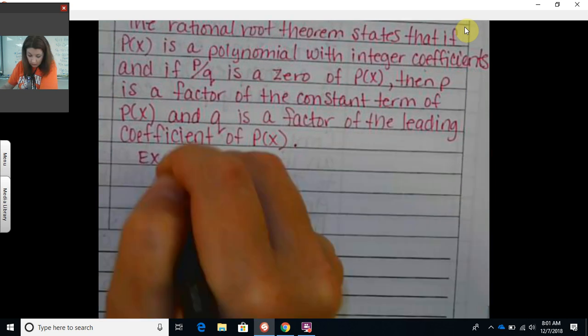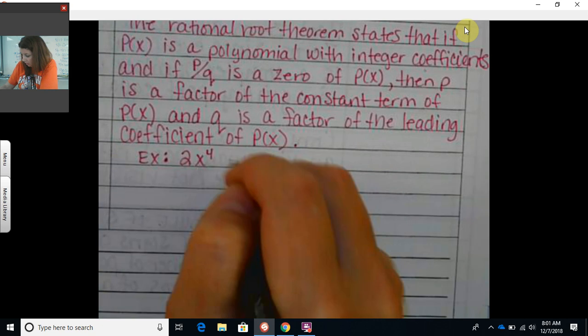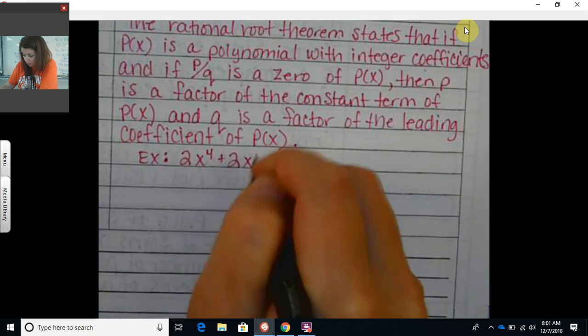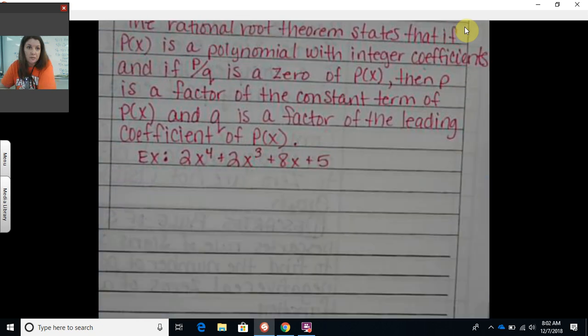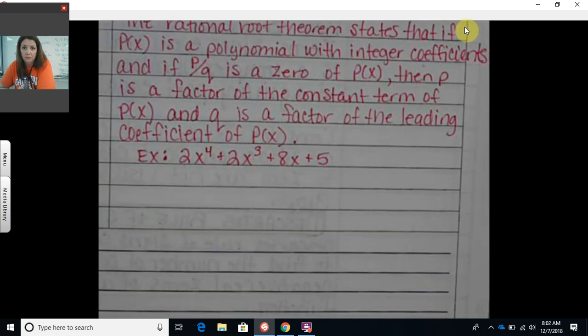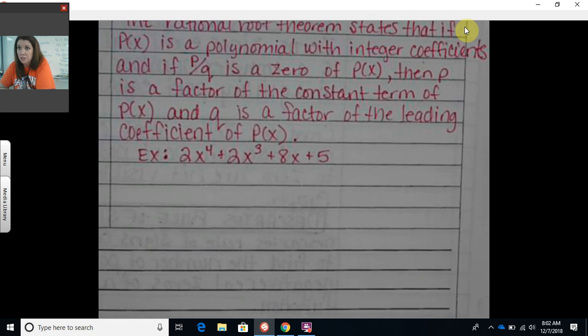Example: 2x to the fourth plus 2x cubed plus 8x plus 5. So again, the rational root theorem is going to give me a list of possibilities of my real rational roots. All of these possibilities are not answers. They're not all roots. It's just possible roots. It's a good place to start. We have to have somewhere to start.